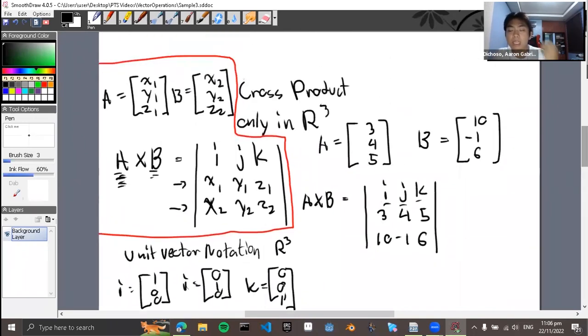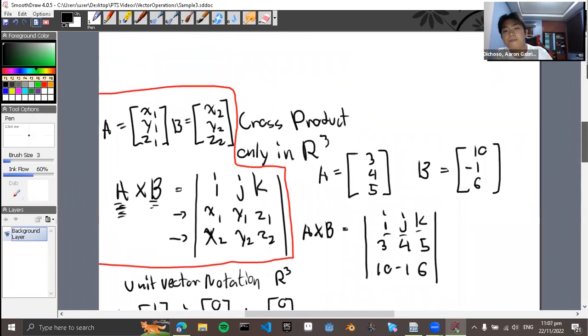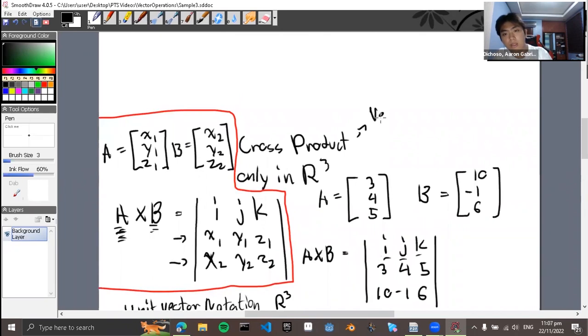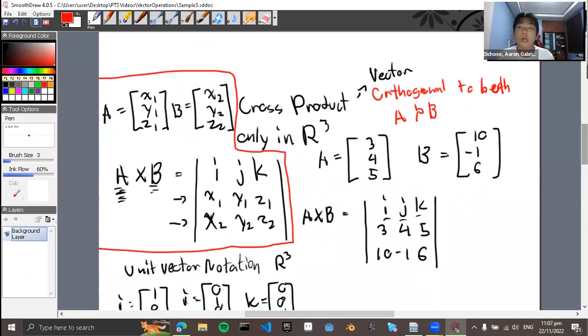The cross product would give out a vector. Yung vector niya, it is orthogonal to both A and B. So if tinanong ka, give me a vector that is orthogonal to these two vectors given below, then you should think right away we are looking for the cross product.